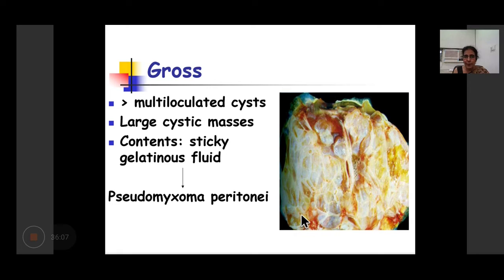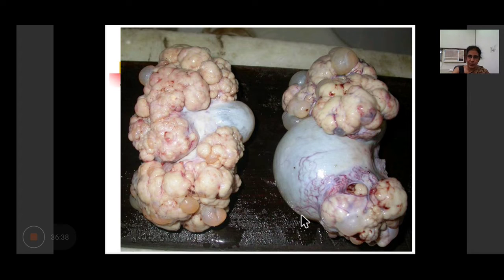So pseudomyxoma peritonei can occur with rupture of the mucinous tumors of the ovary, whether benign or borderline or malignant, and it can also occur by rupture of the mucinous tumors of the appendix. Fine. So appendix as well as the ovarian tumors, the mucinous tumors, when they rupture and involve the peritoneal cavity, and the whole of the peritoneal cavity is filled with the sticky gelatinous fluid, that clinical condition is called the pseudomyxoma peritonei.